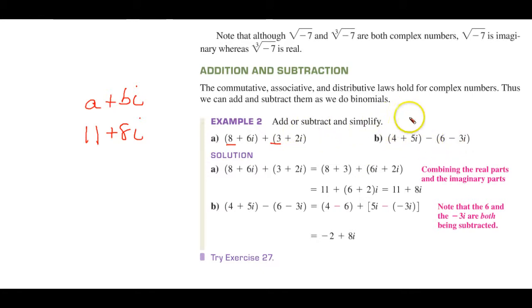Now when we subtract, again, first let's get the signs straight. Here we have to reverse this sign. That's going to become a negative. And we reverse that sign. That becomes a positive. And we group like terms. So that'll be a negative 2, and this will be a plus 8i. And we leave it in complex number form. All right, doing some of the others.